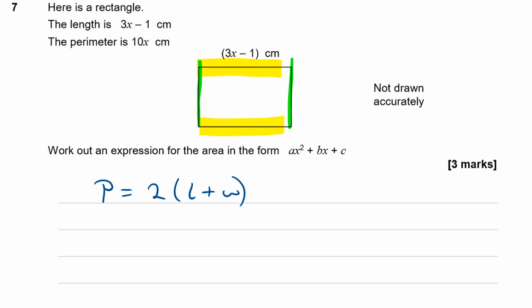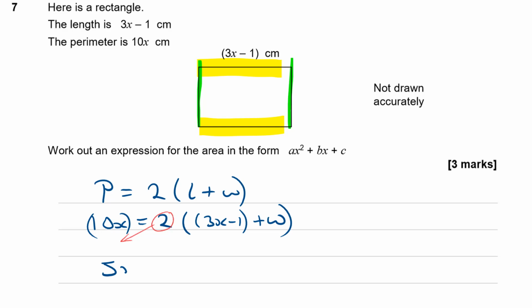So length plus the width, or the other way of thinking about it is length plus width doubled up. So I've got perimeter equals 2 lots of length plus width. Now I know the perimeter and I know the length. What I don't know is the width. So let's sub in what I do know. We know that the perimeter is 10x, and we know that the length then is 3x minus 1. So I've subbed in that and I subbed in 3x minus 1. What I don't know is w. Okay, so first off, dividing both sides by 2 or cross multiplying that 2, whichever way you want to think about it, I'm going to end up with 5x on the left.